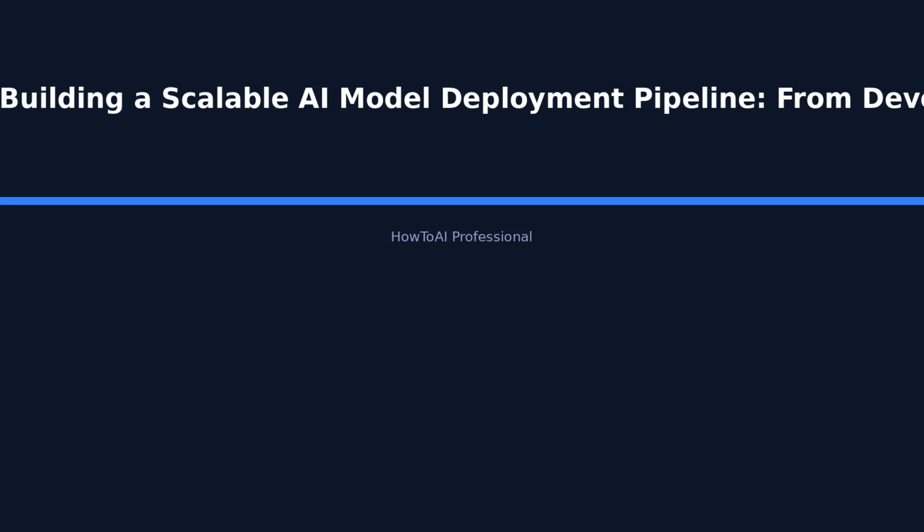The pipeline consists of several key stages: data collection, model training, model evaluation, deployment, and monitoring. Each of these stages is vital in ensuring that your model performs well and meets the needs of your users. Now, let's break down each of these components in detail.